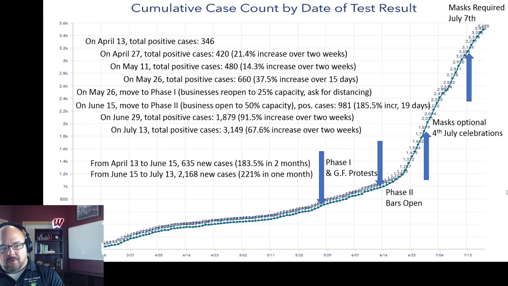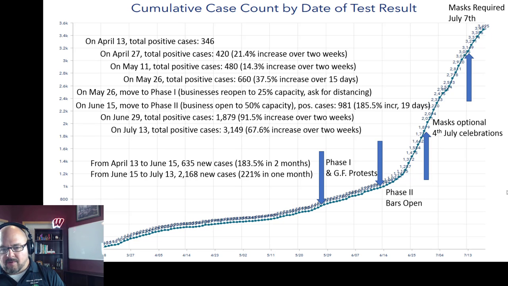As you can see here, from April 13th to June 15th, over 2 months, we saw an increase of 635 cases, which is a 183% increase. But from June 15th to July 13th, which is just under a month, we had a 221% increase. So the numbers are going up. And why? Because we went from phase 1 to phase 2 very quickly, and the behaviors that were being exhibited resulted in more positive cases.